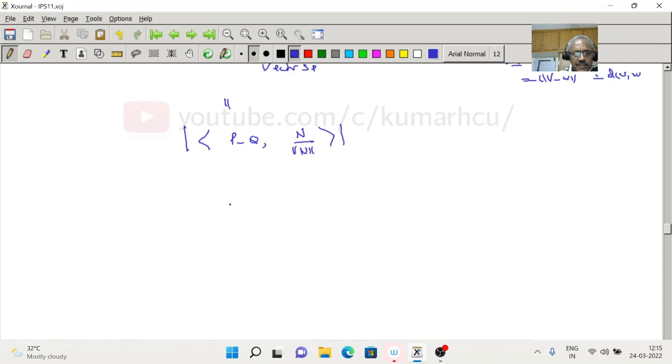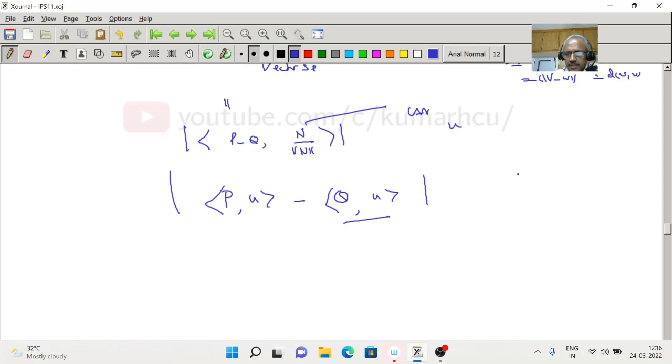But what is this? This is the same as the inner product of p with, let us call this a unit vector u. Therefore, inner product of p with u minus inner product of q with u, in modulus. Do you understand this? But this we know what it is.